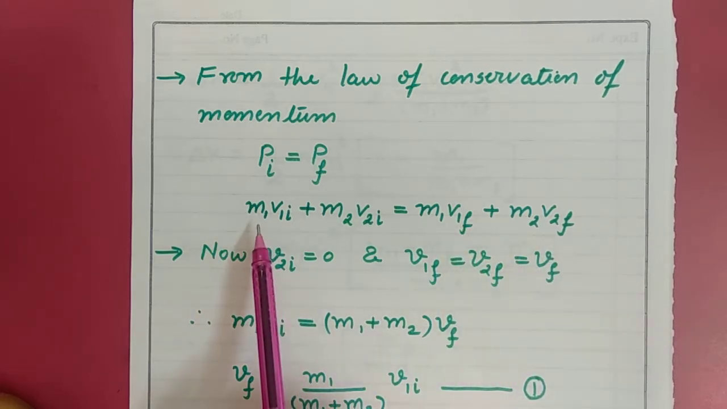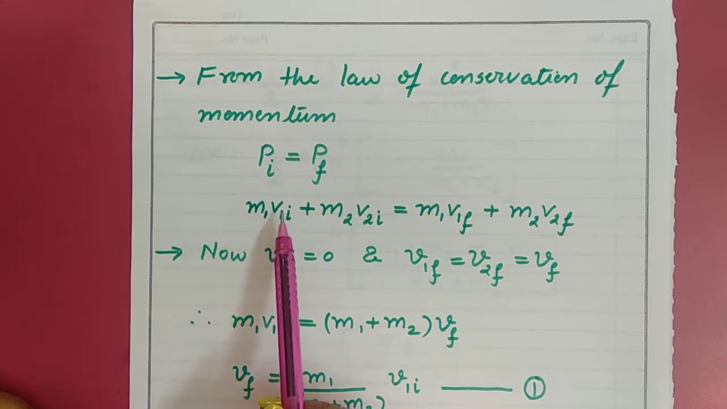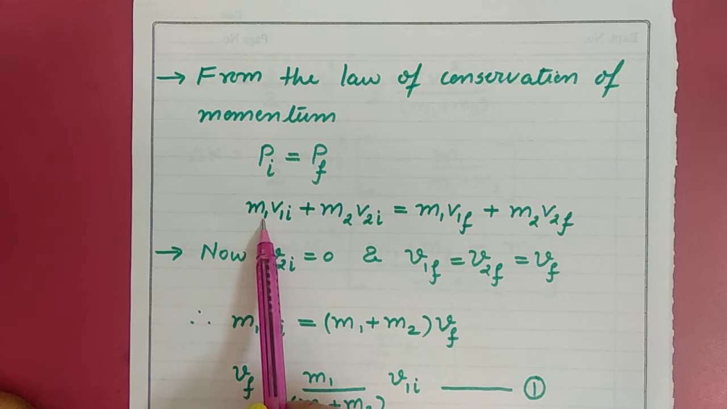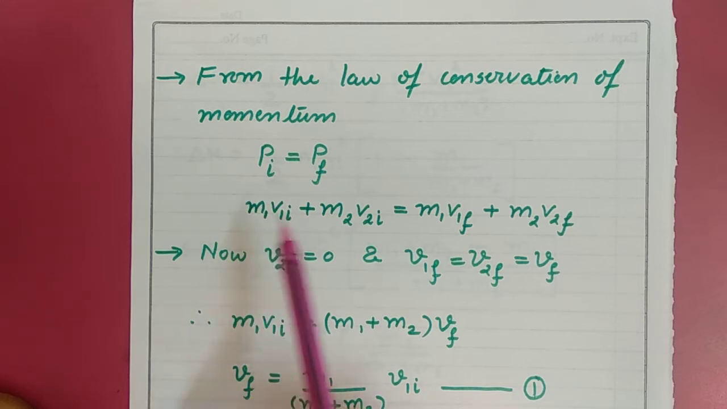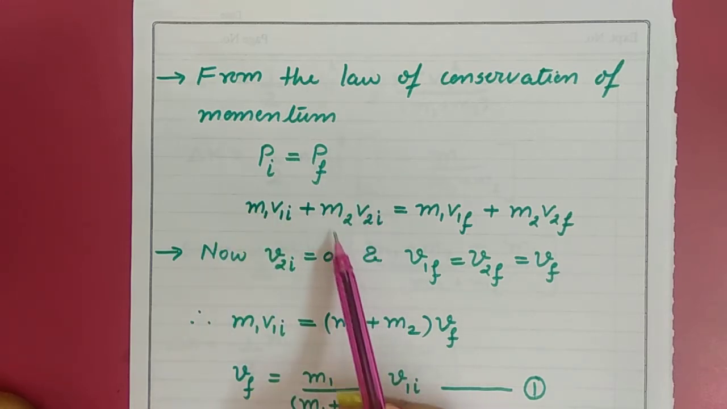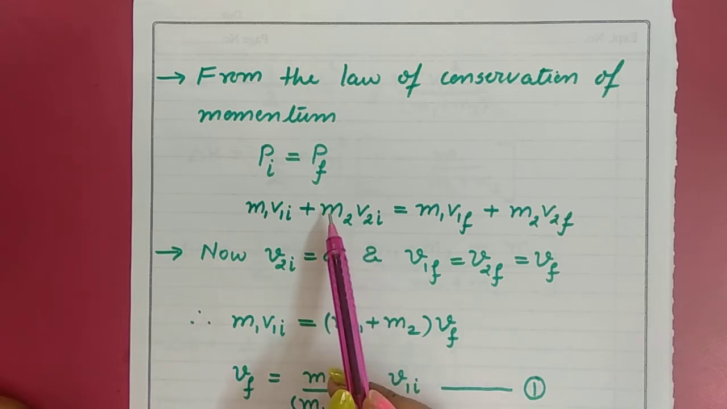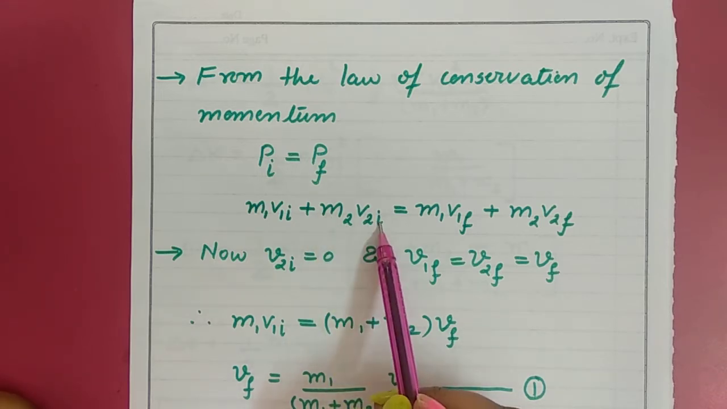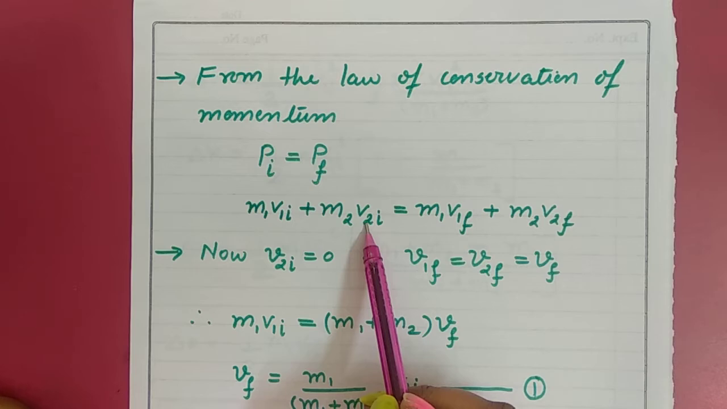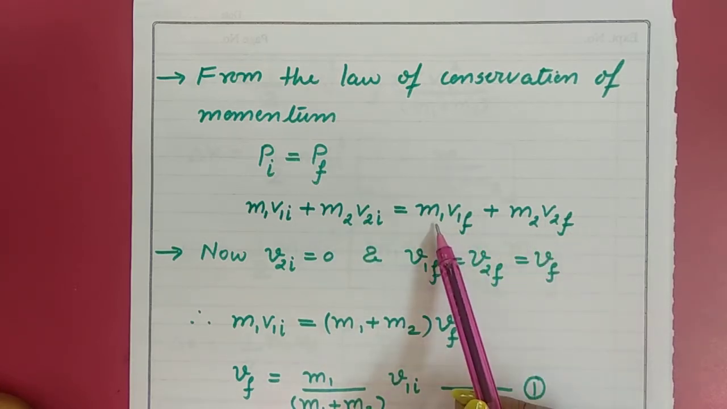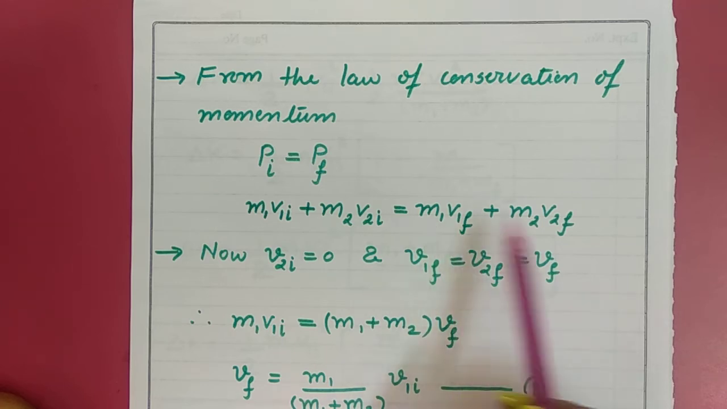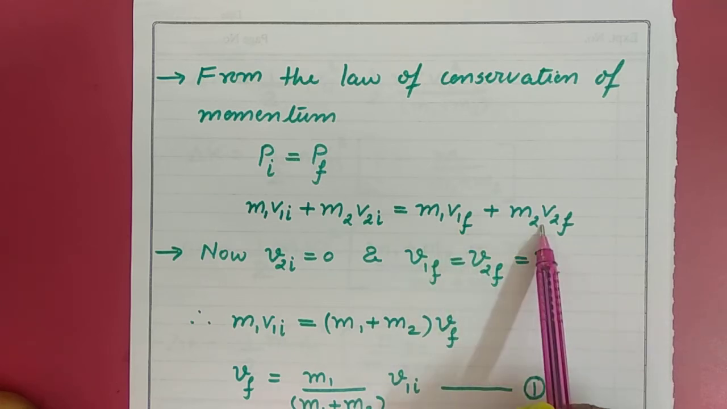You know the formula of momentum is mass into velocity. So here I want to write the momentum of the first ball: mass of first ball into initial velocity of first ball. This is the initial momentum of the first ball, plus the initial momentum of the second ball, so mass of second ball multiplied by initial velocity of second ball. In the same way we will write for the final momentum of the system. This is the final momentum of the first ball and this is the final momentum of the second ball.